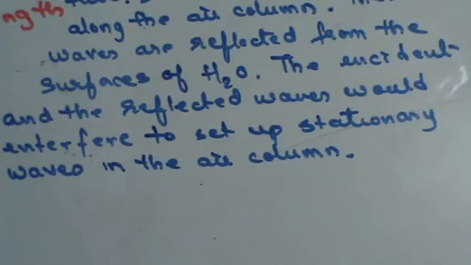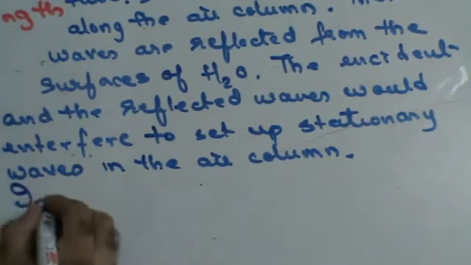So at resonance, according to the boundary condition, since it is closed at one end, a node would be formed at the closed end of the air column, and an antinode would be formed at the open end, right? Let's just do the experiment here.